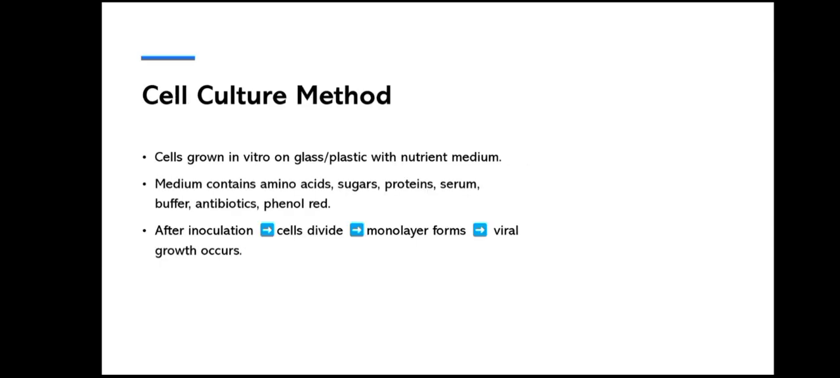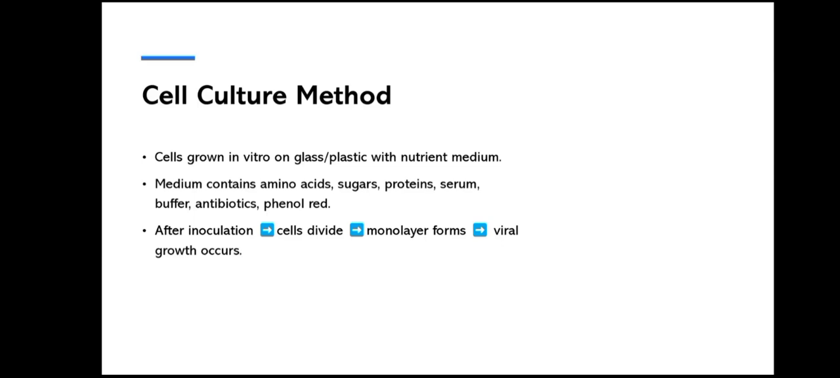In cell culture, the cells are grown in vitro in glass or plastic petri dishes with nutrient medium, and the medium contains amino acids, sugars, proteins, serum, buffer, antibiotics and phenol red, whatever is required for their growth. After the inoculation, the cells divide, a monolayer is formed and we can see the viral growth. Now let's go into the types.